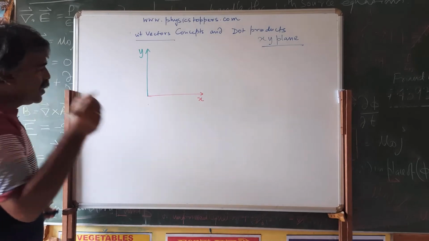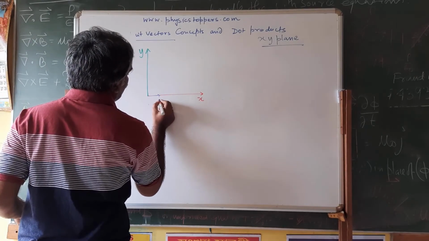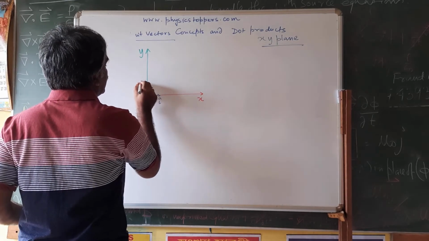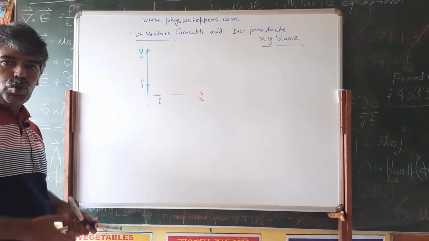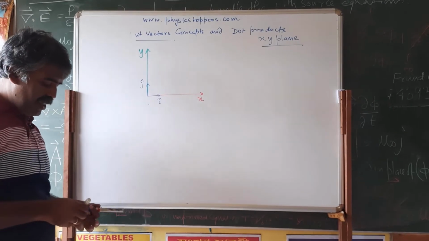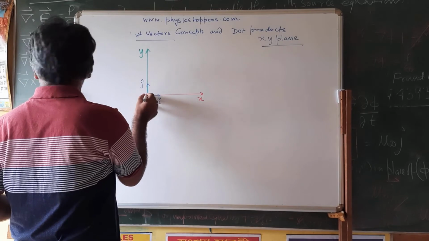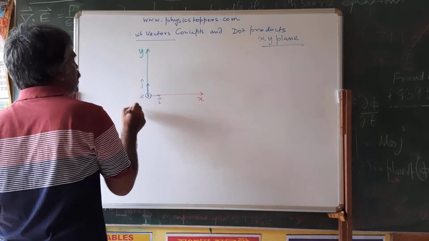And the unit vector along x is i cap, and this is j cap. Now I need another dimension to completely coordinatize the whole 3-dimensional space. So technically we must have another dimension, and that is z.